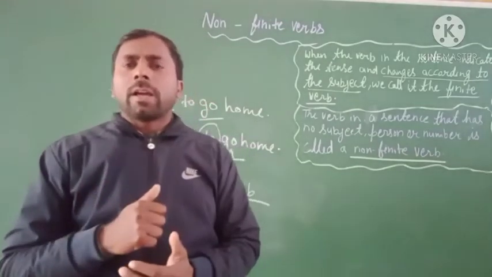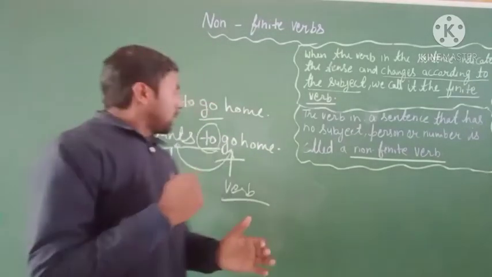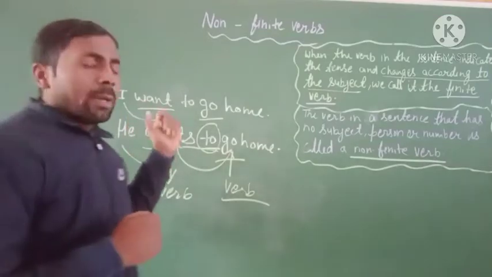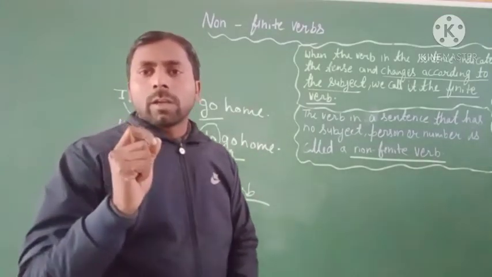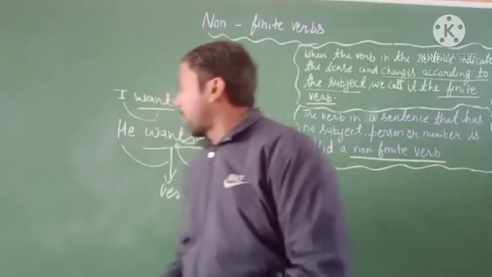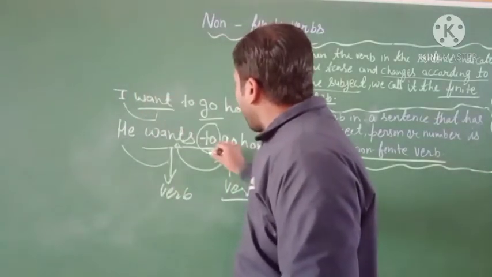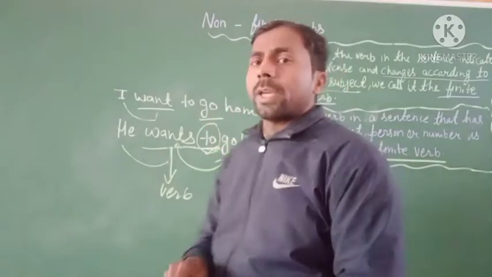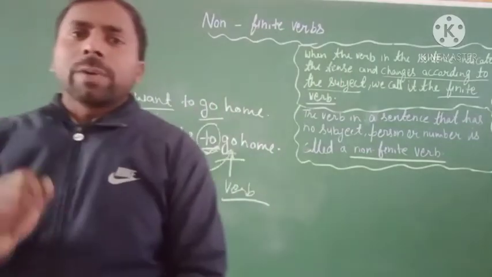Okay, and in this sentence you can see here the verbs "want" and "wants". Both are finite verbs, and "go" is an infinitive verb, and "go" is used in a sentence with the help of "to". Okay, so the word after "to" will be an infinitive. Clear?